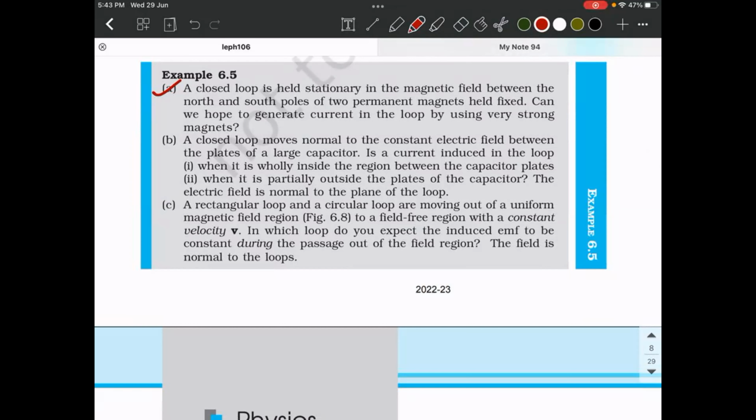It is no. What is the reason for it? Because every part of the system is stationary. Since there is no relative motion, that is a keyword they expect in the exam. Since there is no relative motion existing between the coil and the magnets, no EMF is induced.